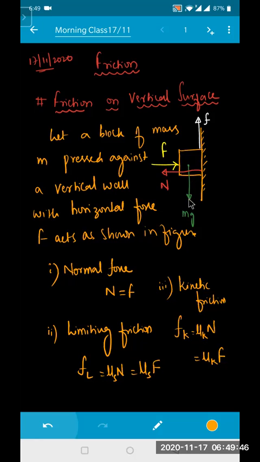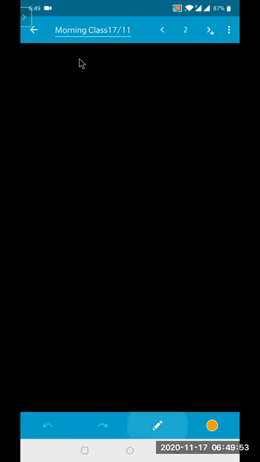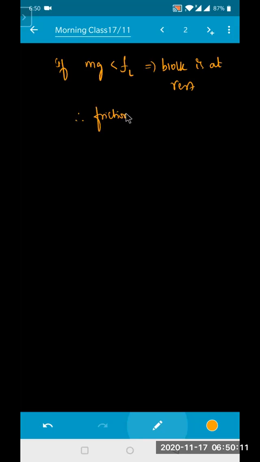Now see, when this body will be at rest, beta: if your applied force is lesser than friction, then the body will be at rest, isn't it? So I'll write that condition: if your weight mg is less than your limiting friction, that means the block is at rest. So therefore, friction will be equal to how much, beta? Friction is equal to your mg.